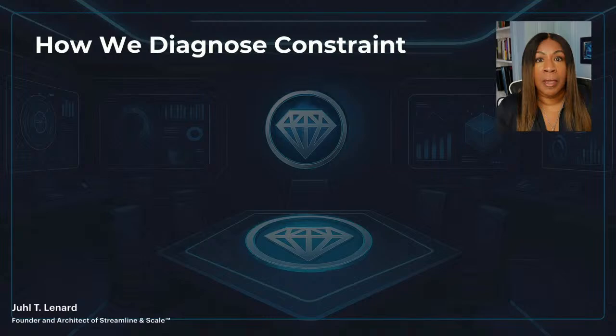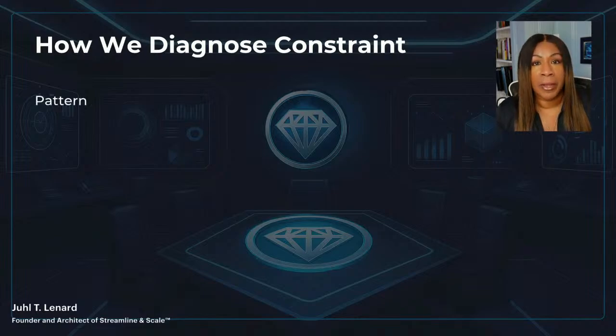So before we go into the deep dive on signal volatility, I thought it would be useful to share how we diagnose a constraint. So we start with the pattern. And patterns are important because unlike a manufacturing line where you can see things move through the system, for a service-based business, you don't have visibility. And so the patterns allow you to receive the signal that indicates something is off.